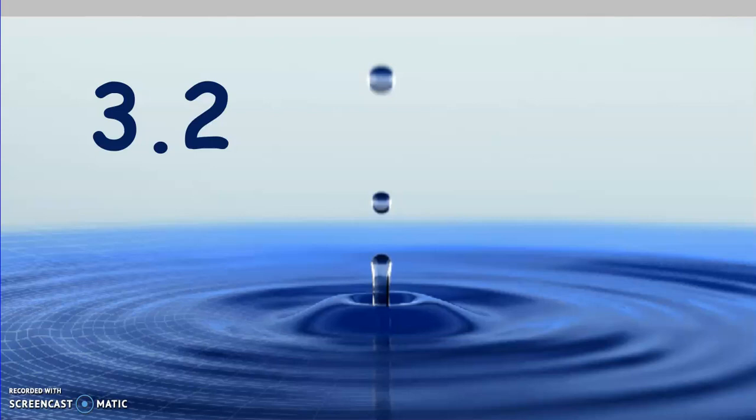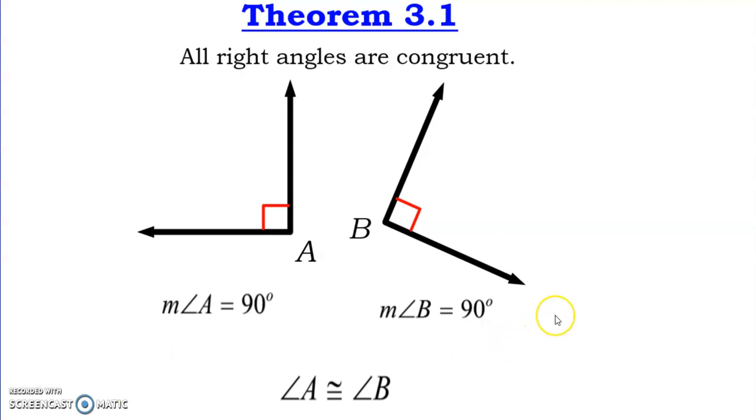Section 3.2, Theorems for perpendicular lines. The first theorem, 3.1, says that all right angles are congruent. So if the measure of angle A is 90 degrees and the measure of angle B is 90 degrees, they're both right angles, which means that angle A is congruent to angle B.